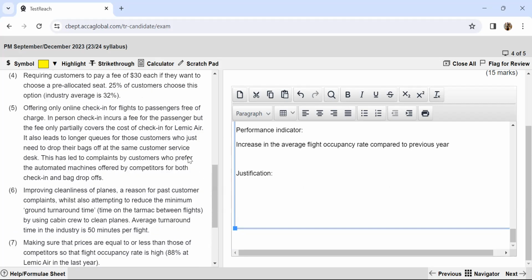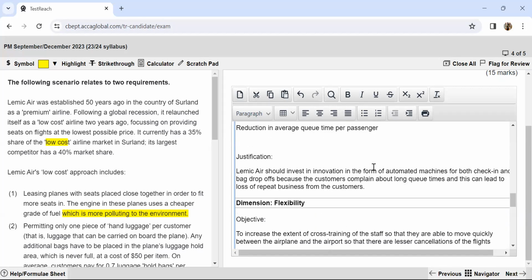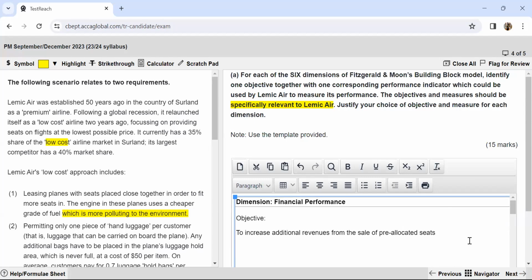So we have the justification that we are a low-cost airline, Lemic Air being a low cost airline, relies on planes being as full, or you can say occupied, as possible. So this is the justification. Now we have come to an end to the first requirement. Now let's get on to the second one.